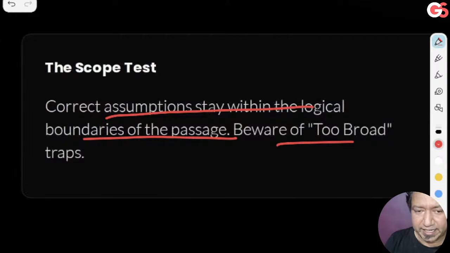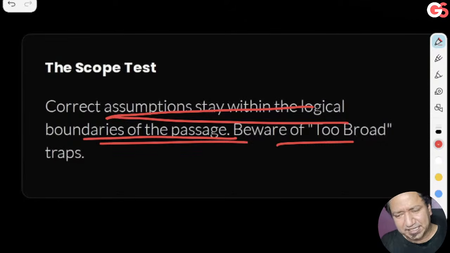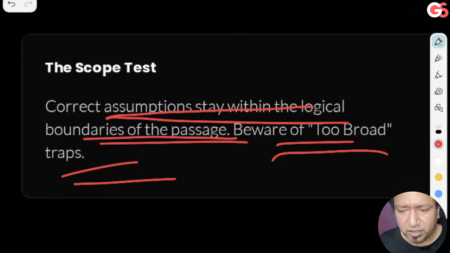Okay? So there are two things. One is the negation test, which I told you, in which you negate a choice and the conclusion is destroyed. That's the correct assumption, not the wrong one. The second is scope. A correct assumption will always be within the logical boundaries of the passage. When you read the passage, you'll understand it. Too broad options cannot be the assumptions. If it's too broad, okay.